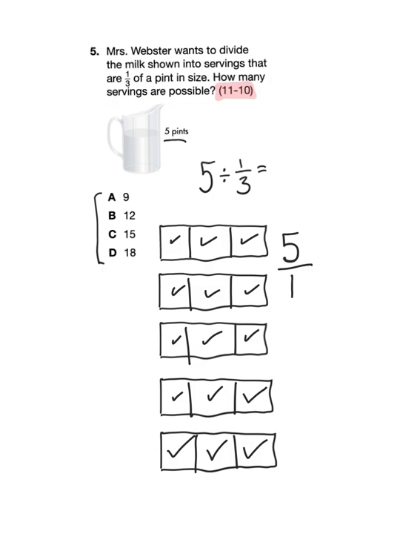5 wholes, put it over 1. It doesn't change the value of your fraction, but it makes it easier to work with, times the reciprocal of 1/3 is 3 over 1. Multiply your numerators. 5 times 3 is 15. Multiply your denominators. 1 times 1 is 1. And 15 over 1 is simply 15. So here our correct answer choice is C, 15.